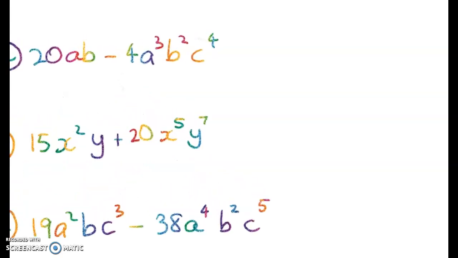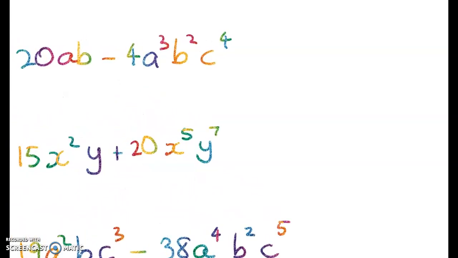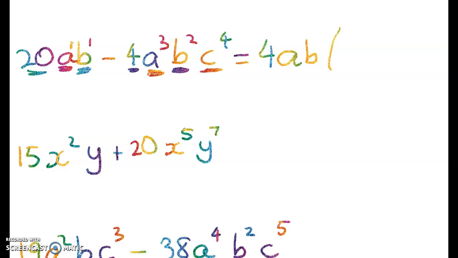Okay, so question number 2. The highest common factor here is 4. That's in the numbers. The highest common factor in the A's: I've got a to the power of 1, that's an invisible 1 there, and I've got a cubed. So the highest common factor is going to be a. In the B's, the highest common factor, again, is going to be just b. And I don't have a highest common factor in the C's. So that's my factor that I'm taking out the front.